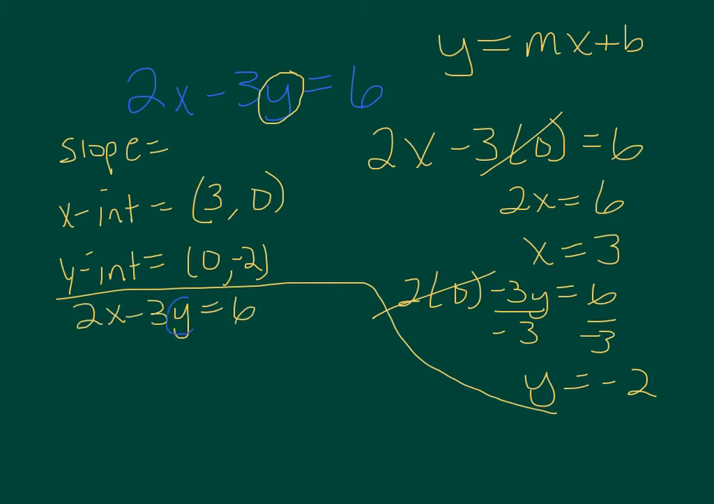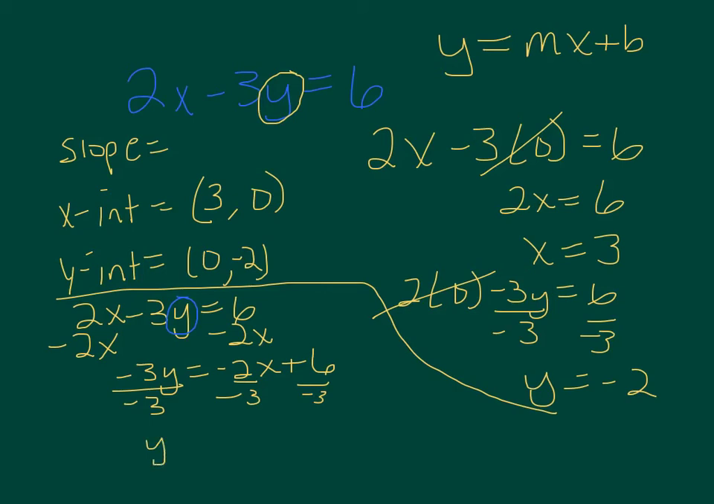And again, I want to isolate the y, so I'm going to subtract 2x. So we have negative 3y equals, now the 6 and the negative 2x can't combine, so I'm going to rewrite them. Now I'm going to divide by negative 3. Remember, divide everything by negative 3. So y equals, now negative 2 over negative 3 is positive 2 over 3, x. And then 6 divided by negative 3 is minus 2. There's my slope, 2 over 3.